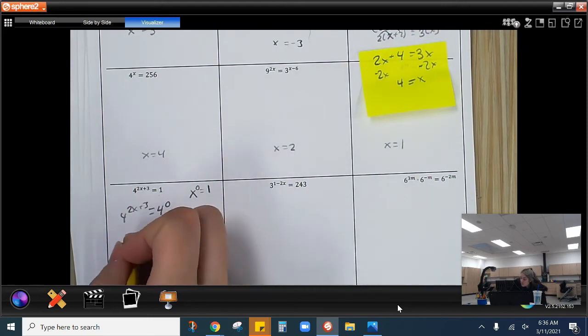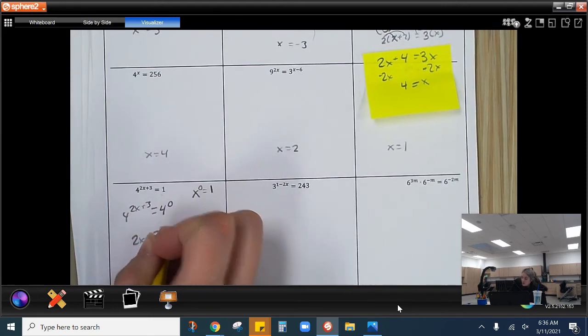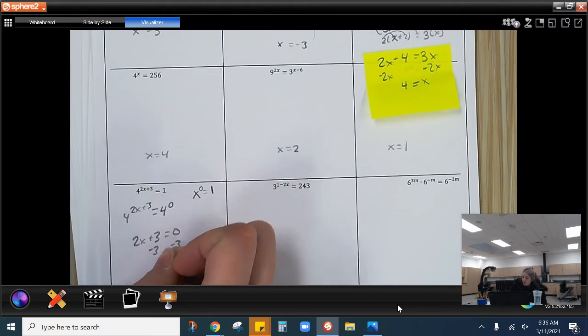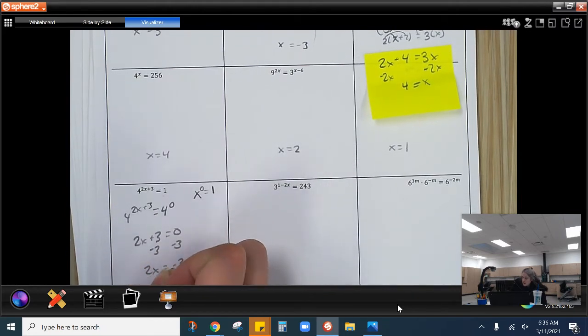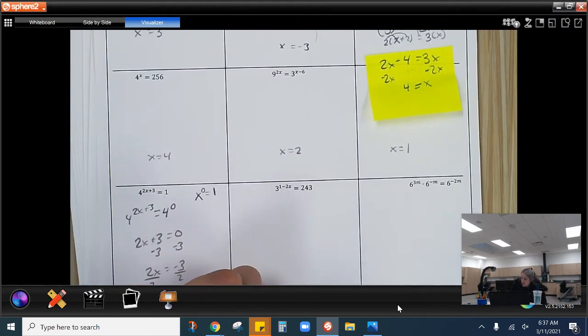So 2x plus 3 is equal to 0. So I'm going to subtract 3 on both sides. So we have 2x equals negative 3. And then when we divide by 2, we get x equals negative 3 halves.